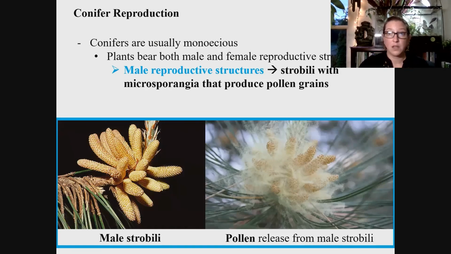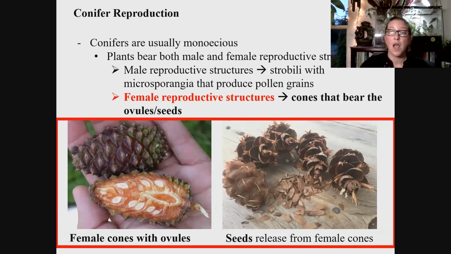The strobili, just like we have already seen, have on them microsporophylls that have microsporangia on them that are going to make the microspores that make the pollen grains. So eventually the pollen grain is going to get released from the strobili, as you can see here on the right, and be put into the wind. Female reproductive structures, so the ovules are on cones, and once they become fertilized, the seeds are also on the cones.